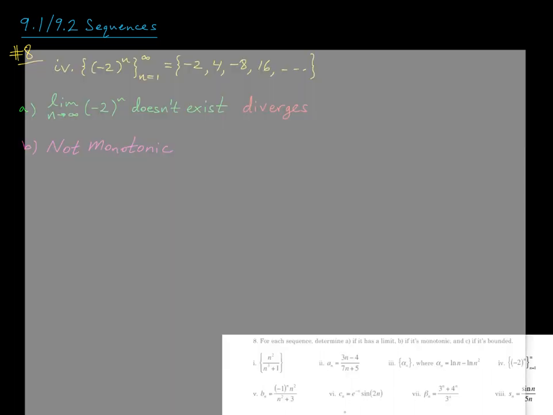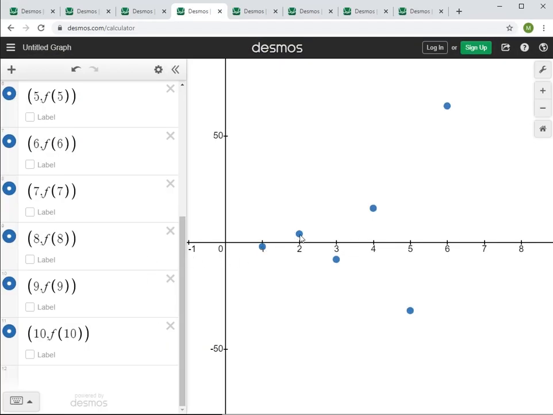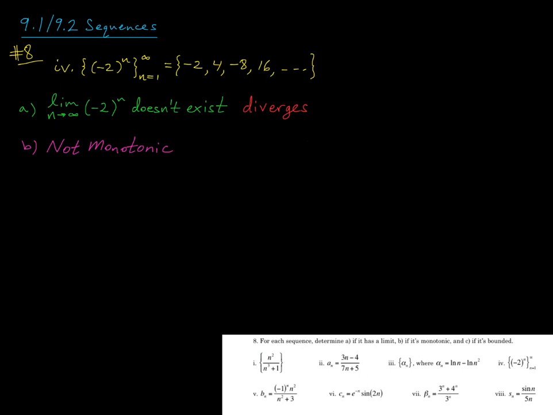Why not? Well, really, the first 3 terms are enough to conclude it's not monotonic, because notice we increase from here to here, but then we decrease. And yes, we do other stuff, but those first 3 terms are enough to conclude that the sequence is not monotonic. Is it bounded? No, it is not bounded either.